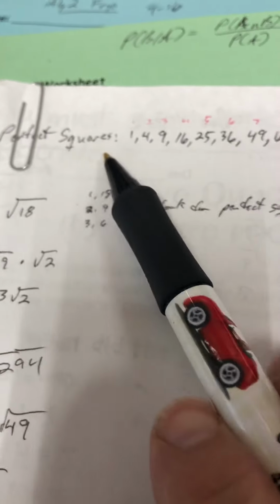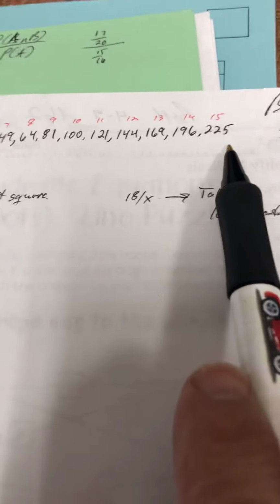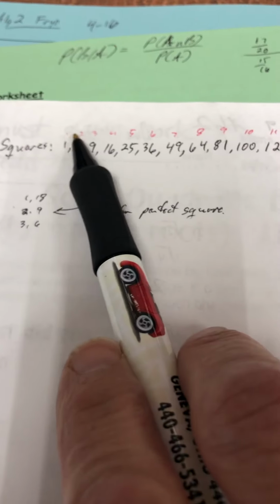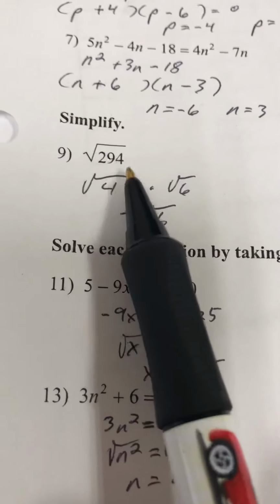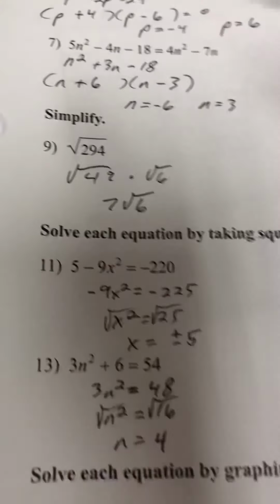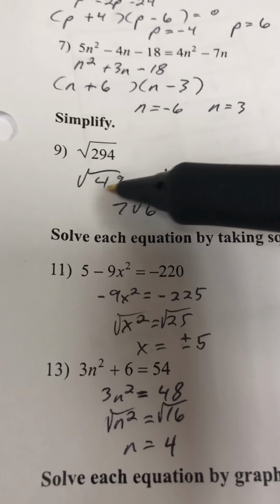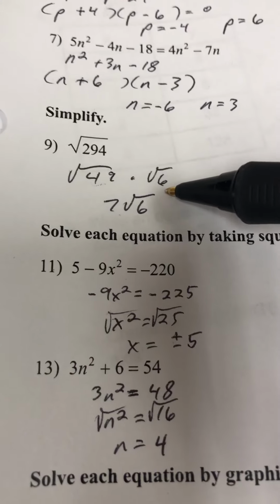So for this one, the perfect squares, in our notes from earlier in the week we had a perfect squares list that went all the way to 225. So it's the perfect squares of 1 through 15. So you just look at this number and figure out what two things you can multiply together to get 294 if there's a perfect square in there. And I came across 49, and it was 49 times 6. The square root of 49 is 7, so that comes out. And this is going to be your square root of 6. So that would be plus or minus that value.